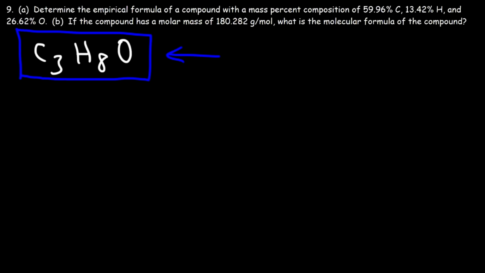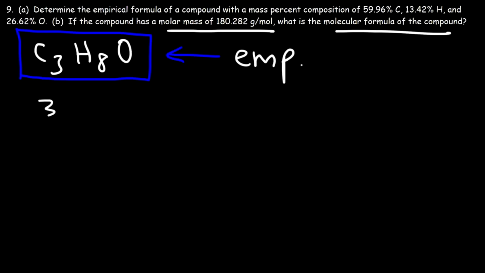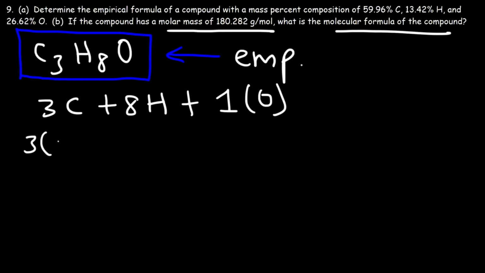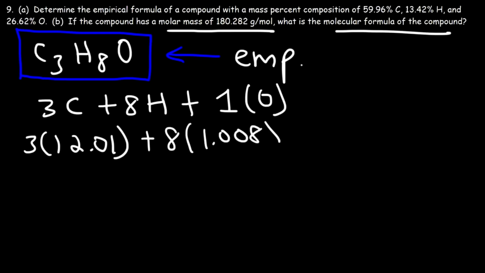Now let's move on to part B. So we're given the molar mass of the compound. What is the molecular formula? In order to find the answer, we need to calculate the molar mass of the empirical formula. And so we have 3 carbons, 8 hydrogen atoms, 1 oxygen atom. So this is going to be 3 times 12.01 plus 8 times 1.008 plus 16. And so that comes out to be 60.094.